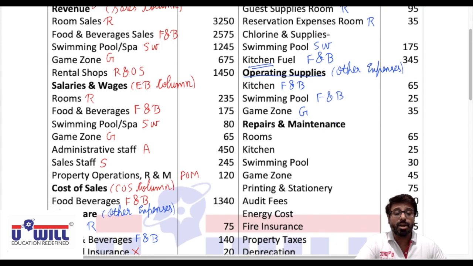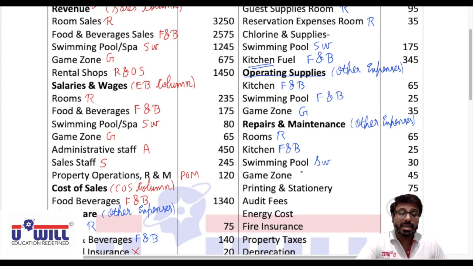Repairs and maintenance are also other expenses. They will come in note. Rooms will come in rooms note. Kitchen will come in food and beverages note. Swimming pool will come in swimming pools note. Game zones note. Printing and stationery, administrative expense note.